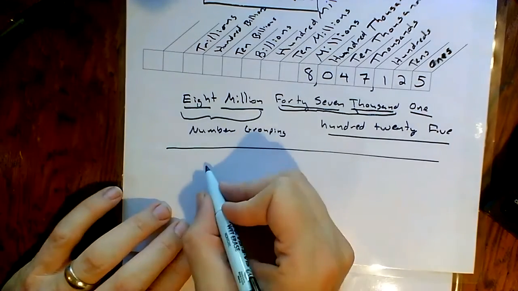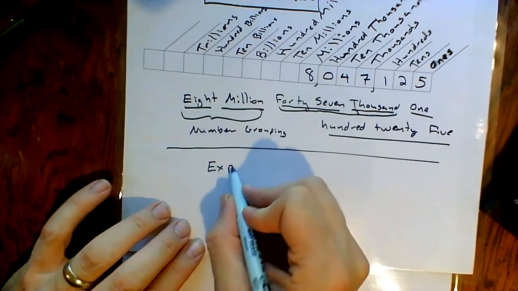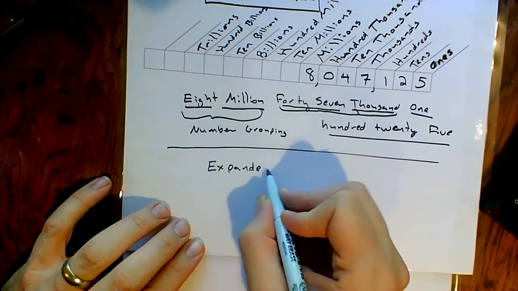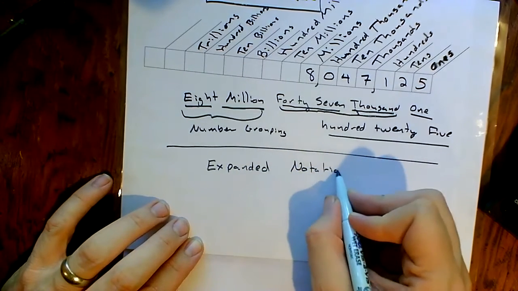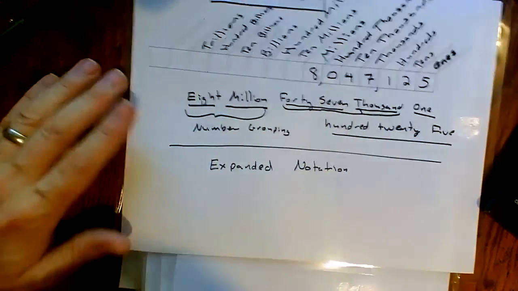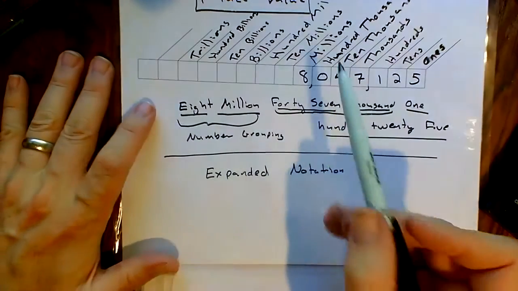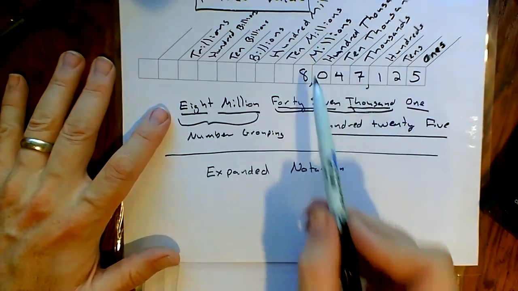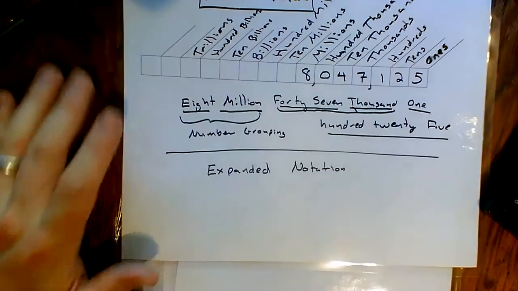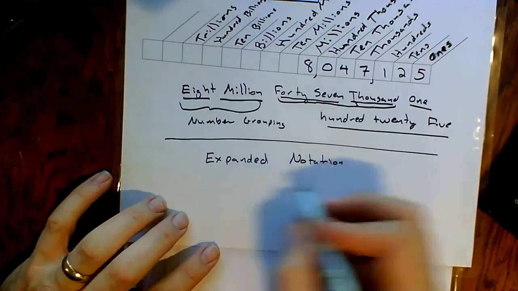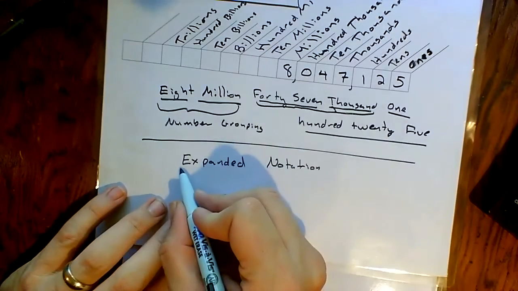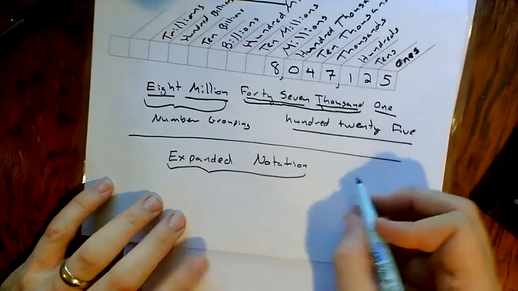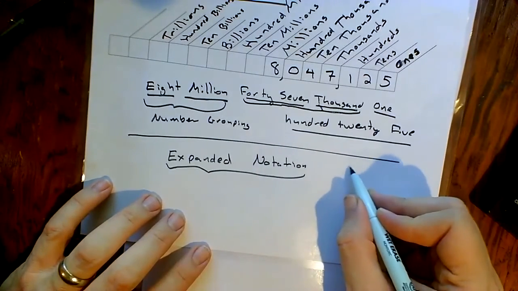One other thing that we can talk about with this is we can talk a little bit about something called expanded notation. An expanded notation is something that uses the place value and the digit there. So with expanded notation versus a more standard notation.